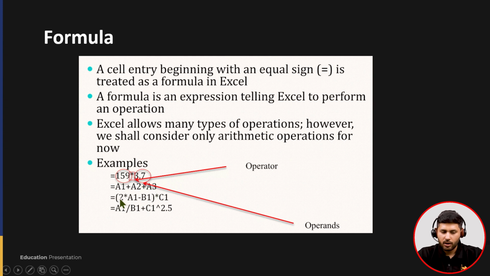Then we have 2 into A1 minus B1. So we are using a bracket. This bracket doesn't mean negative, by the way. Bracket is just to tell you that the bracket will be solved first. Operator precedence will be followed in Excel, which we'll talk about in the next PPT. First, the values inside the bracket will be solved, and then C1 will be multiplied. Same way, we have A1 divided by B1 plus C1 raised to the exponent 2.5. So these sorts of operations can be used over here.